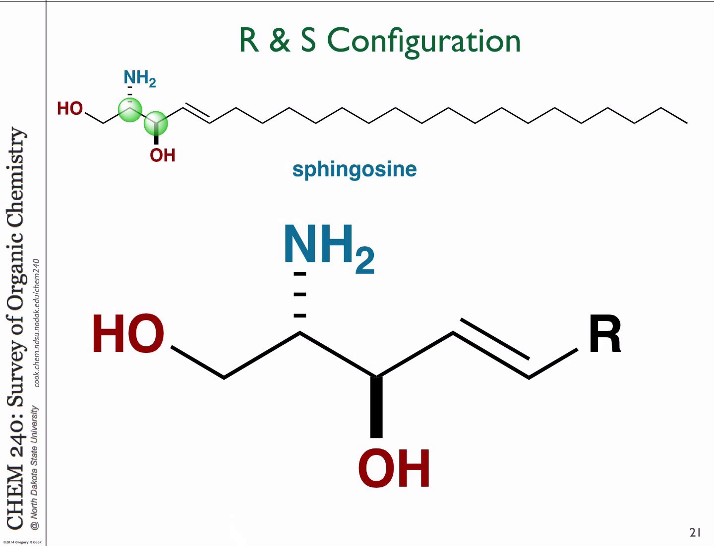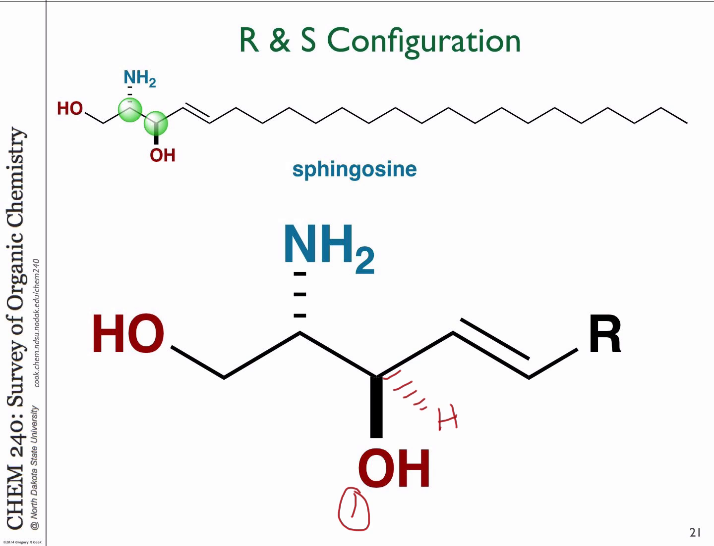this configuration. This one might be a little bit easier to see. We have a hydrogen going to the back. The highest priority group is oxygen. I hope you recognize that. Now we have a carbon here and a carbon here. We can't distinguish, so we need to go out to the next layer.